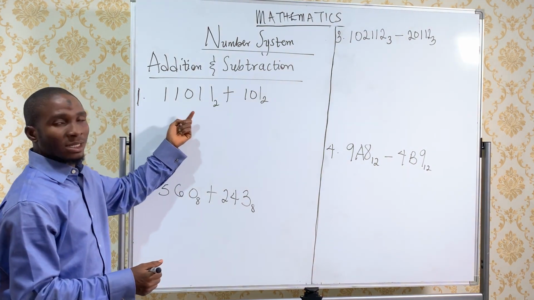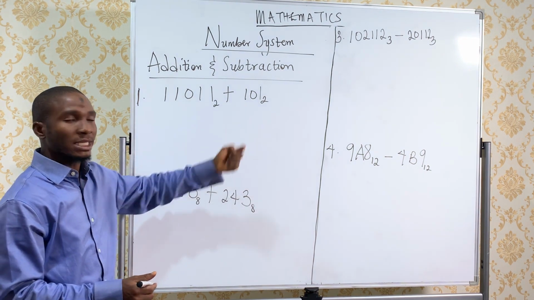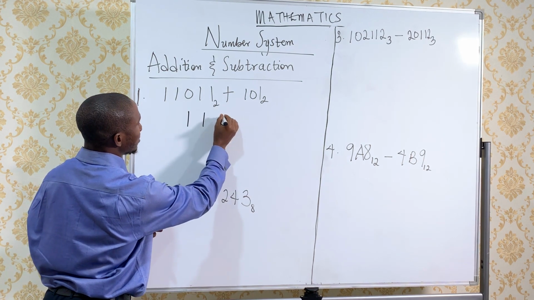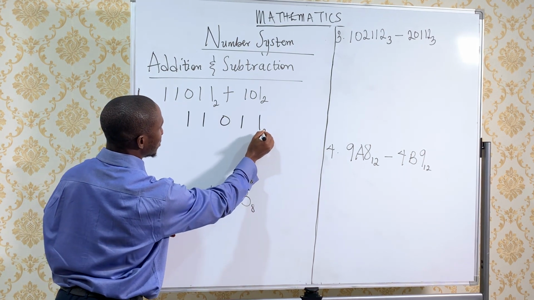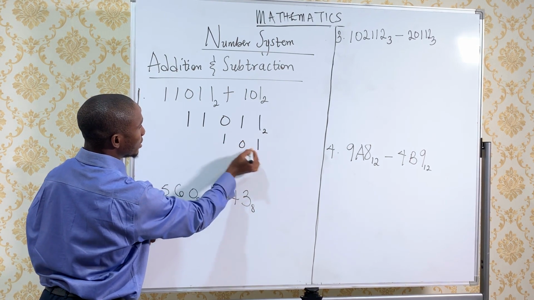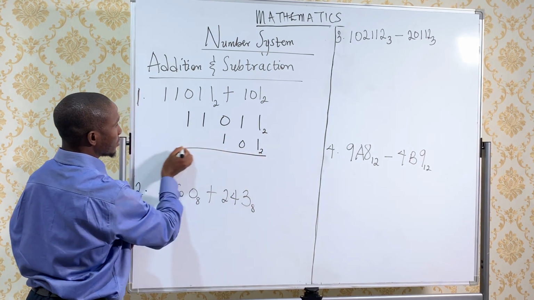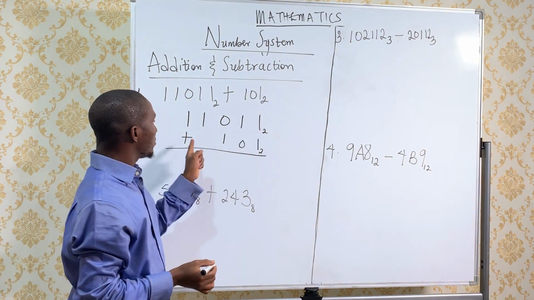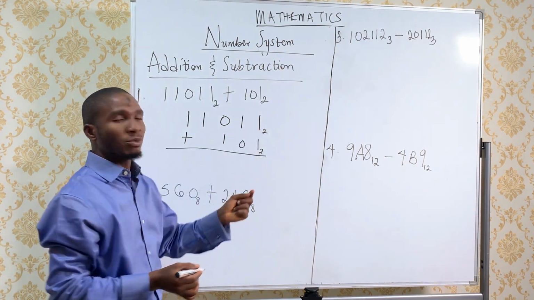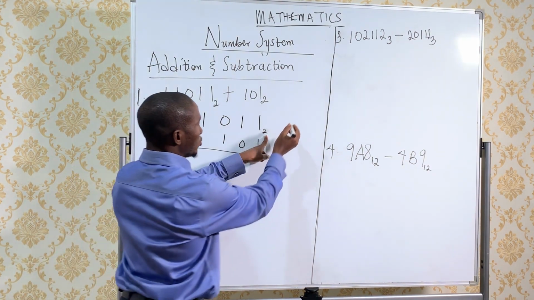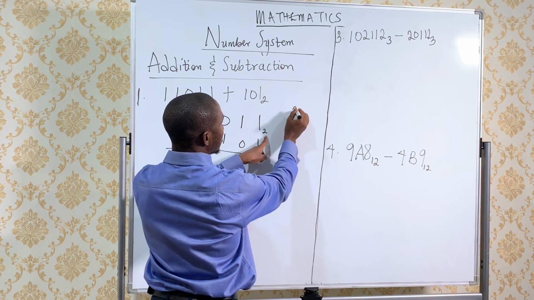You have 11011 in base 2 plus 101 in base 2. How can we do that? Addition. Now, we have 1 plus 1. 1 plus 1 will give us 2. But because we are dealing with base 2, come to another side of the board.